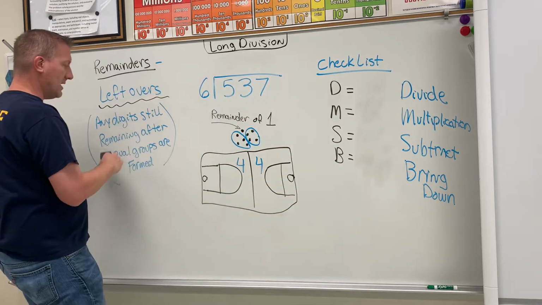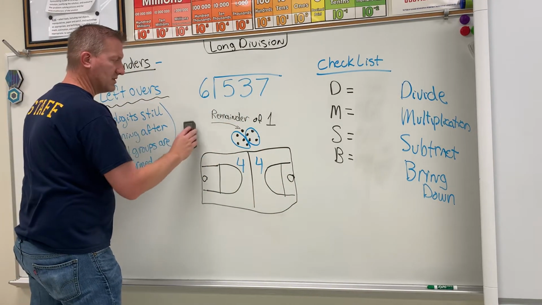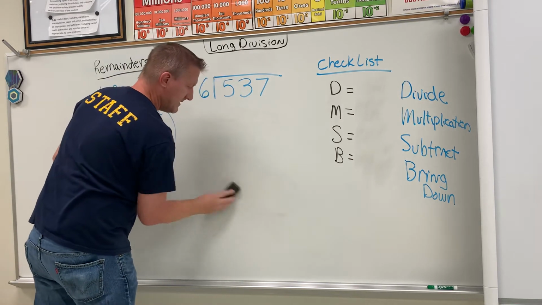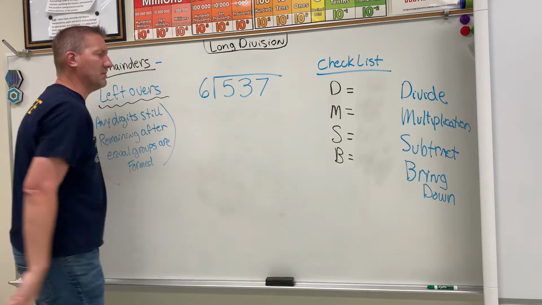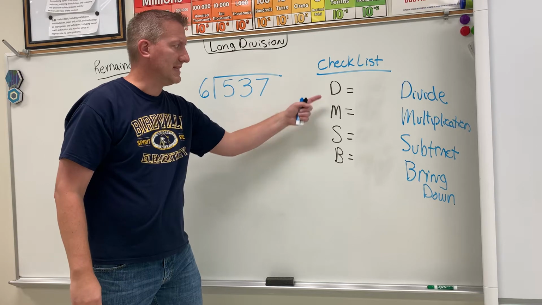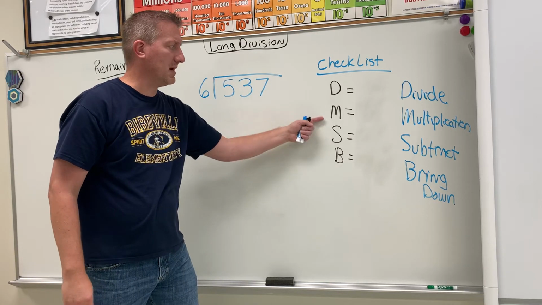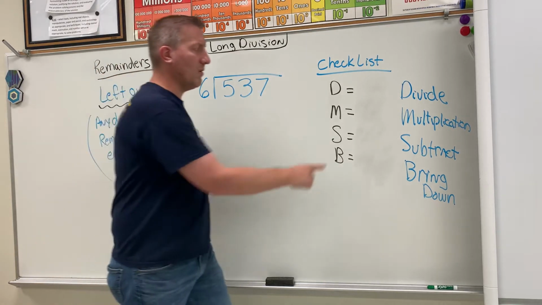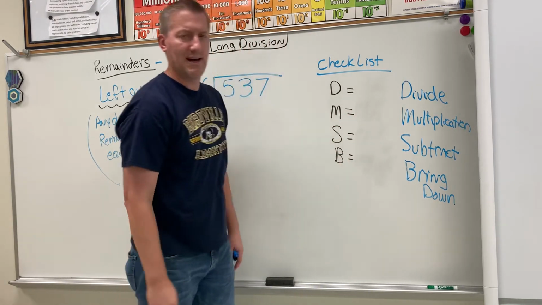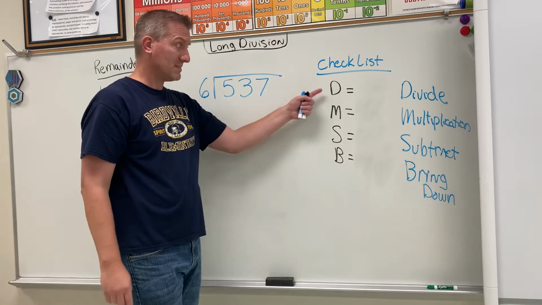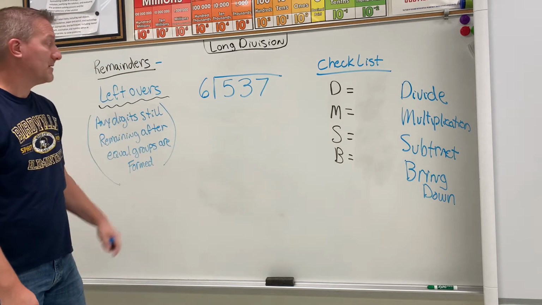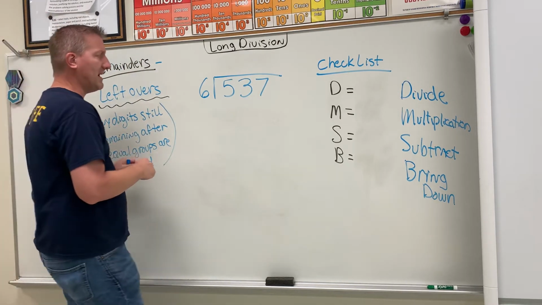So I'm going to go ahead and erase this part. That was just my example, so I'm going to erase that so we can actually work on the problem here. Again, I started off with my checklist: DMSB, daddy, mommy, sister, brother, or divide, multiply, subtract, bring down. So let's go ahead and divide.